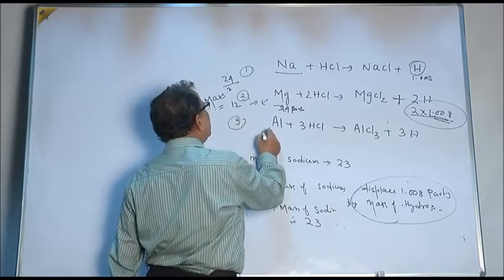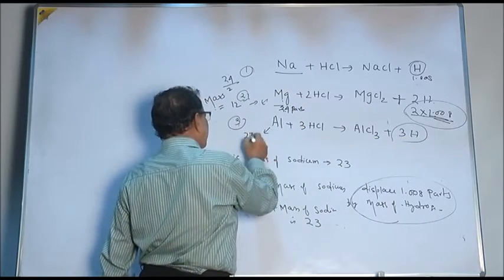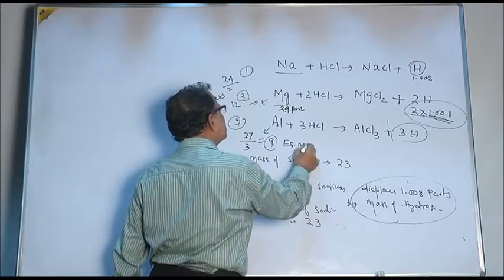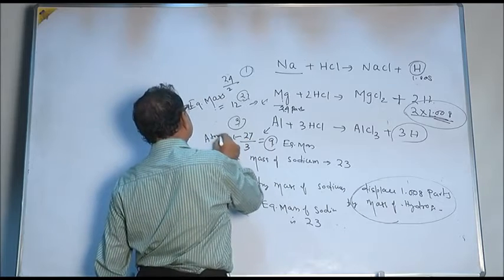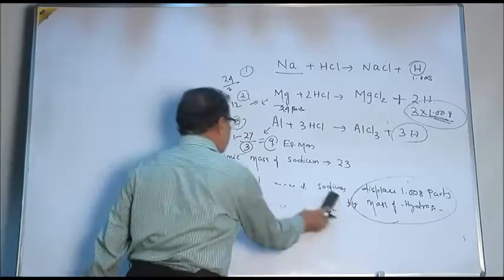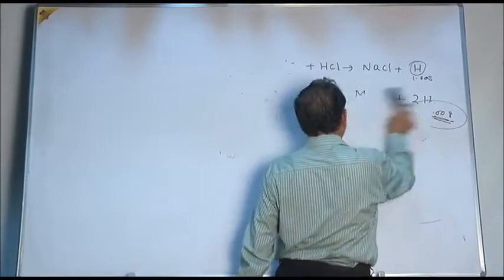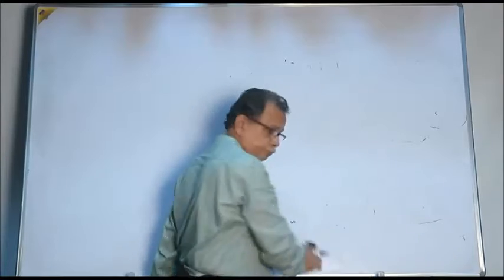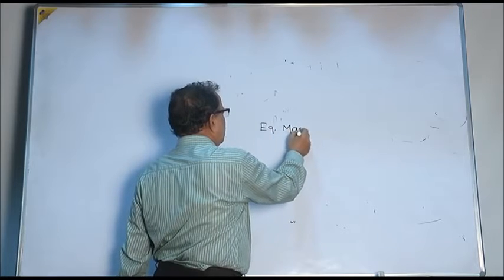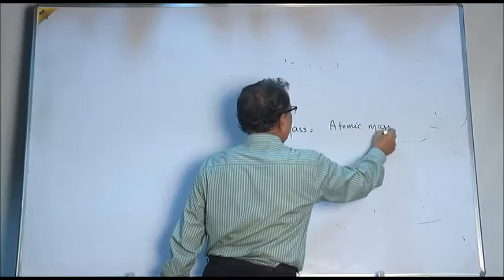Similarly, the aluminum equivalent mass, with 3 H, is 27 atomic mass by 3, that is equal to 9. So this is the equivalent mass, this is the atomic mass, and this is the valence. Hence the equivalent mass is equal to atomic mass by valence.